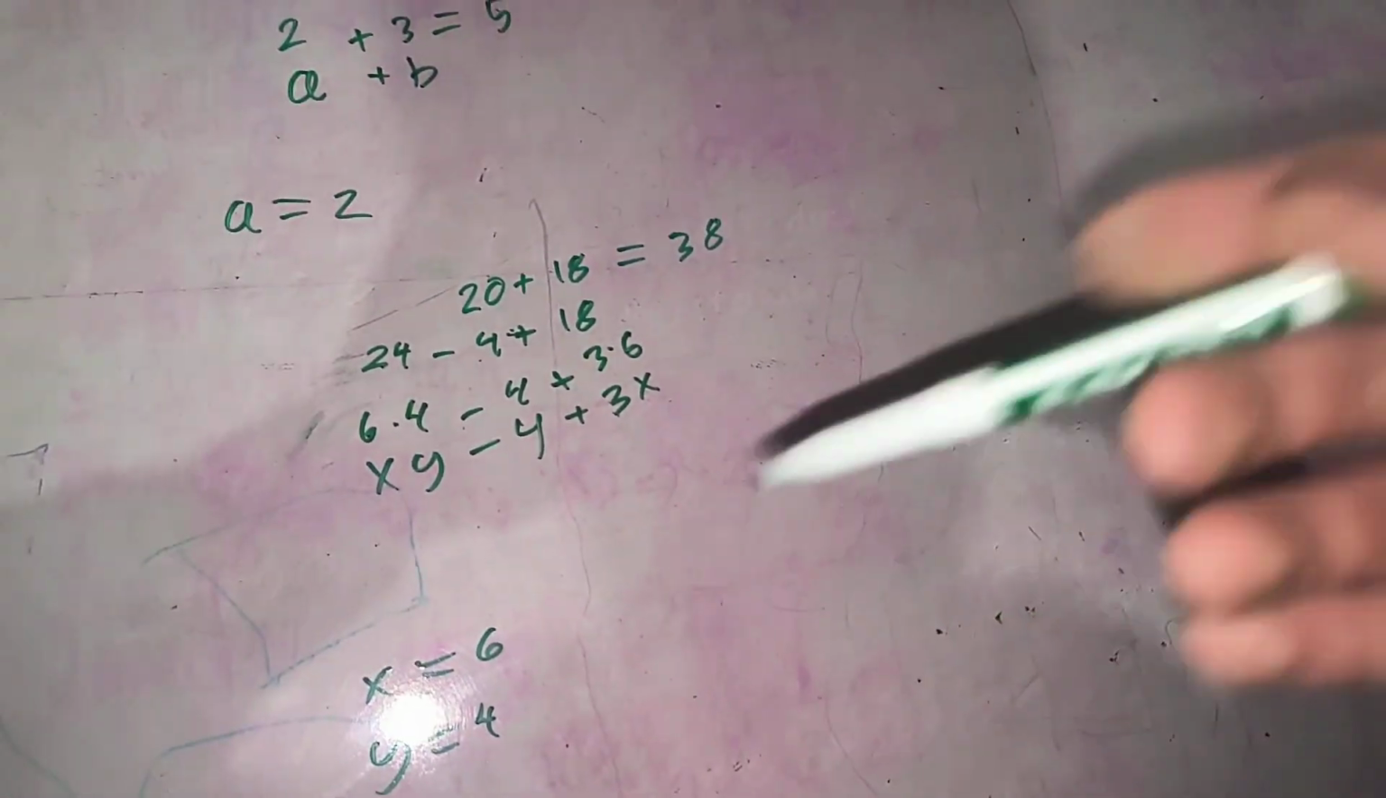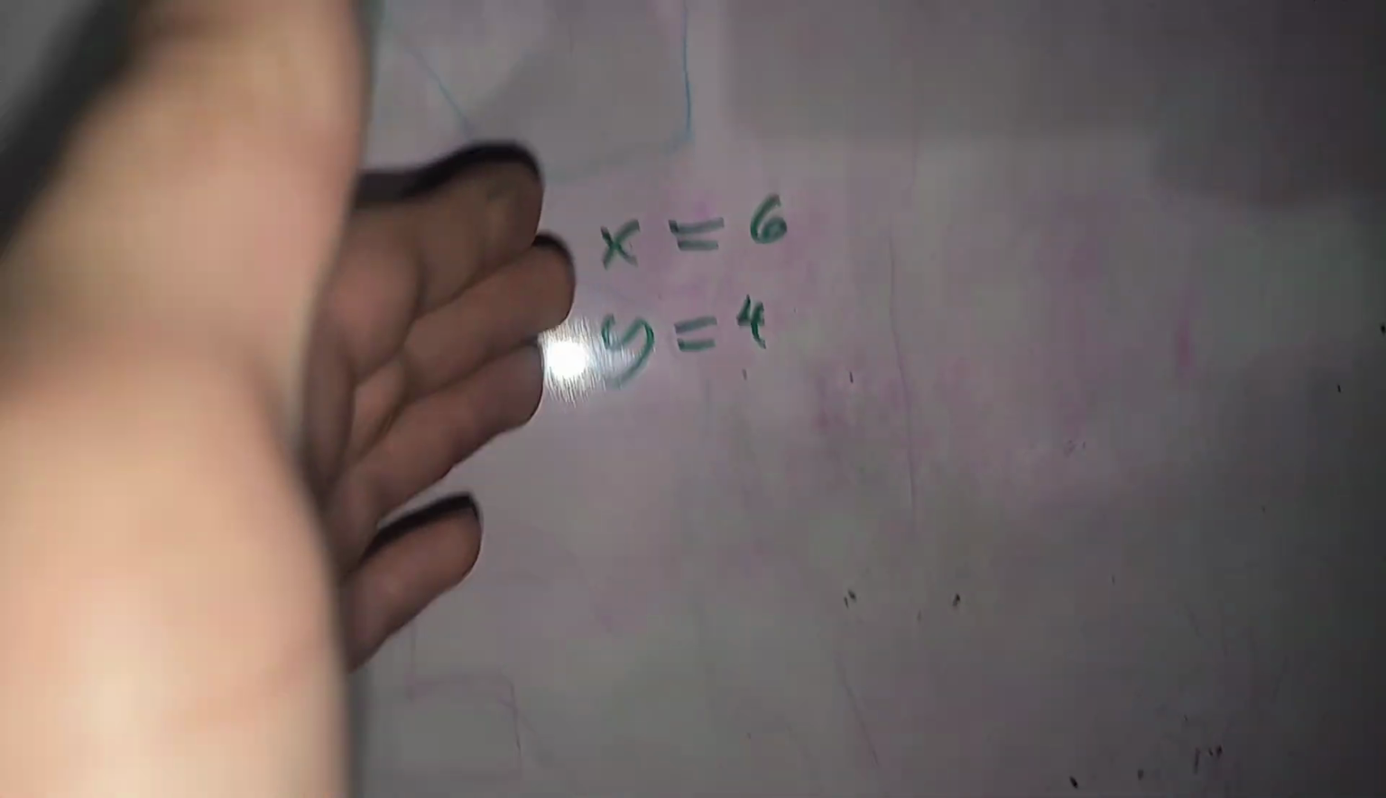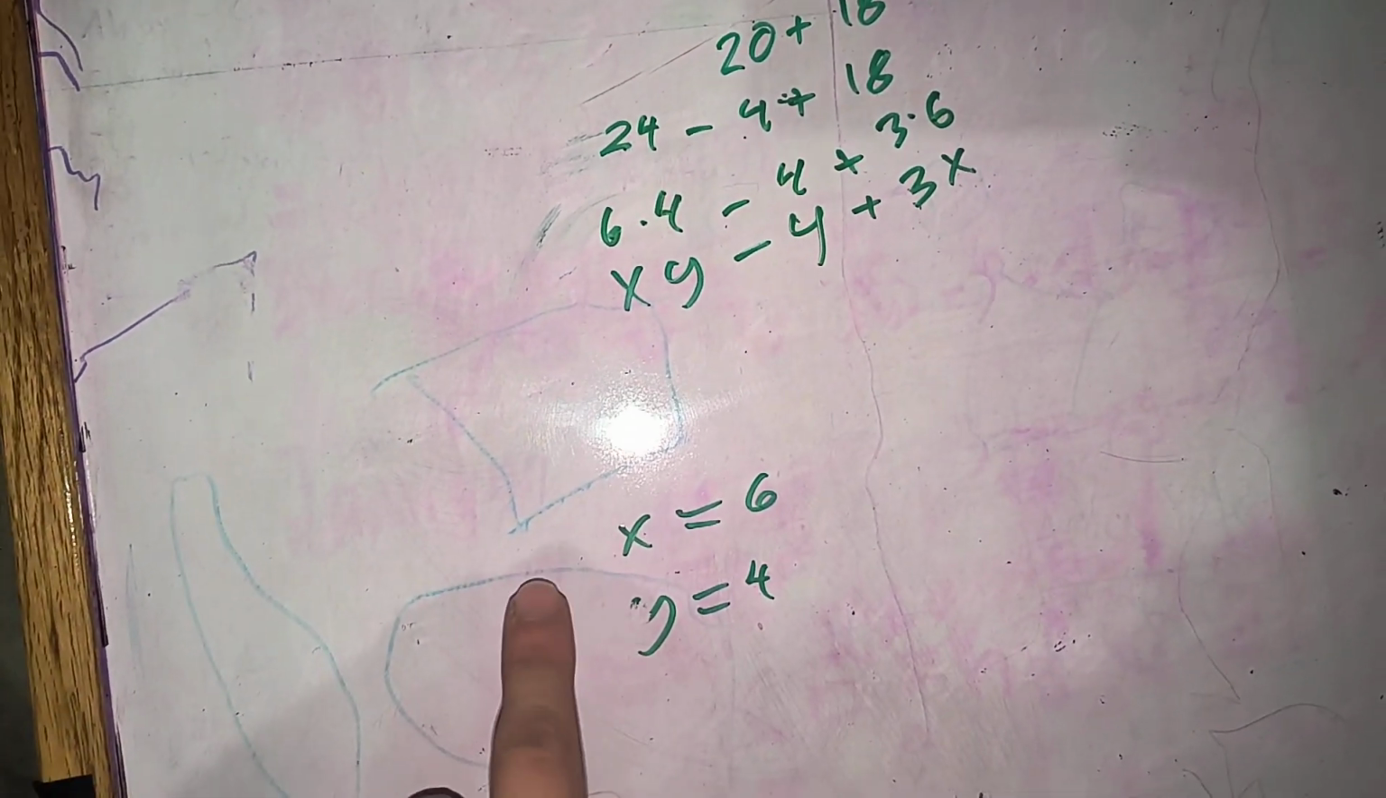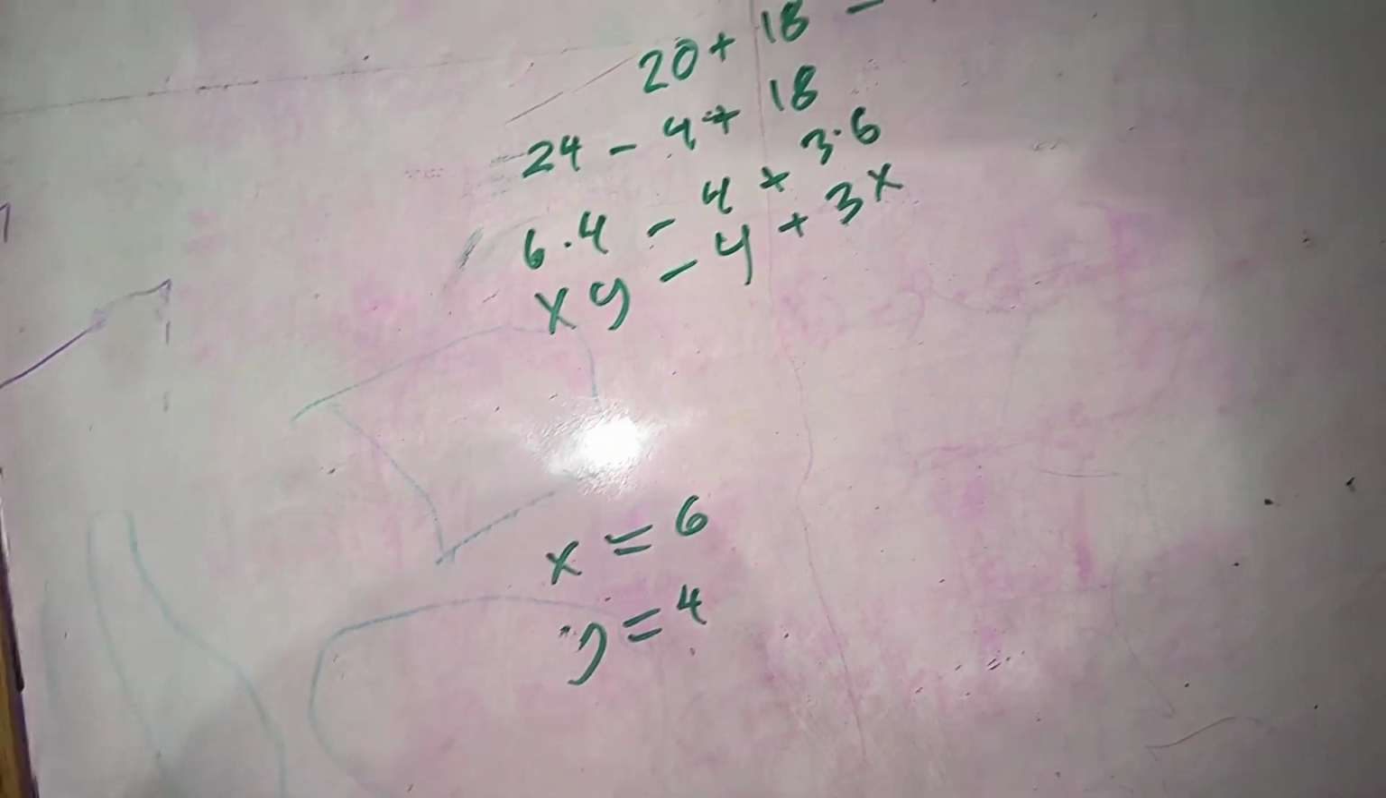It's evaluated. So you just replace it with the value it is. See? We replaced all the x's with the 6, and we replaced all the y's with 4s.